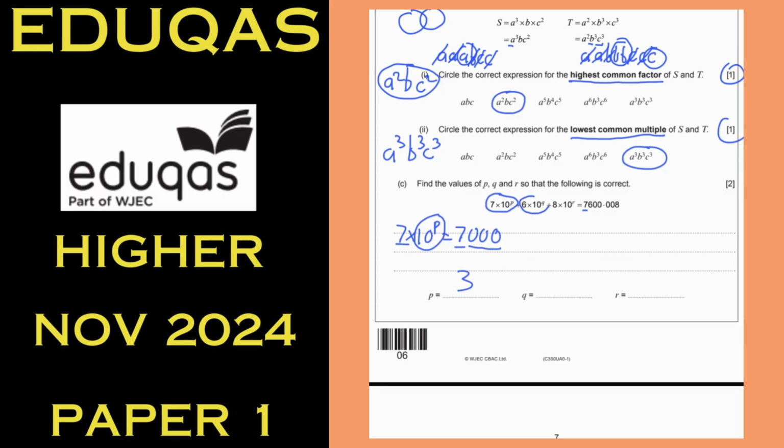Same focus, except I'm not going to write it out. 6 times 10 to the q should be resulting in that 600. Well, 100 is 10 squared. So q is the power of 2. Bit more thought required for the final bit, so I will write this out. I just wanted to save a bit of room, which is why I didn't do the 600. Whoops, that's meant to be r.